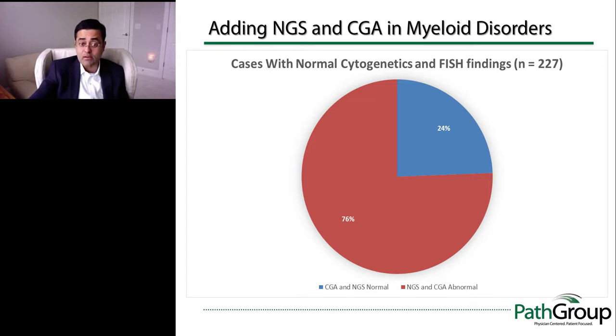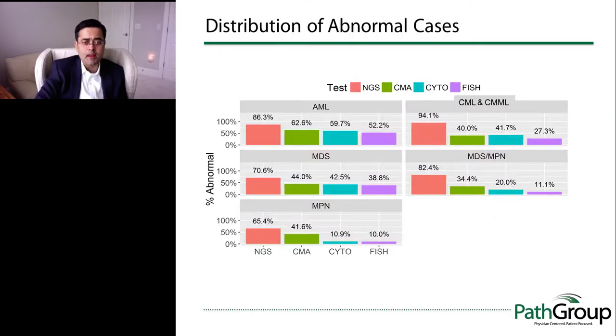So does this mean that you don't need to do the traditional techniques and you only do the high throughput techniques? That question is answered in the following slide. What you see here is a distribution of abnormal cases based on technologies. In red is next-generation sequencing. In green is cytogenomic microarray. And blue and purple are the traditional techniques, conventional cytogenetics, and FISH testing. And you can see, and this is distributed across all the different diseases: acute myeloid leukemia, myelodysplastic syndrome, MDS, myeloproliferative neoplasms, overlap myelodysplastic and myeloproliferative neoplasms.